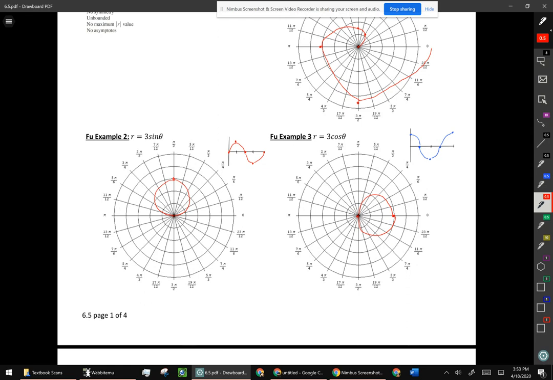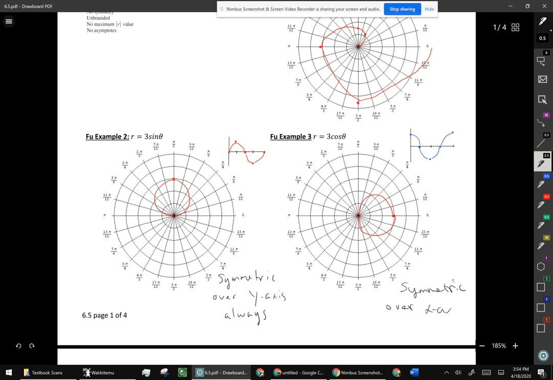Now, what do you want to get from these two basic graphs? Because these aren't the main graphs of the section. But what's really important to understand is that sine is going to be symmetric over the y-axis always. And cosine is going to be symmetric over the x-axis always.